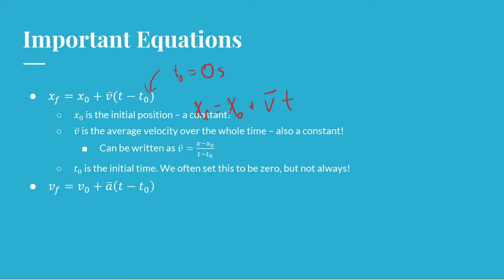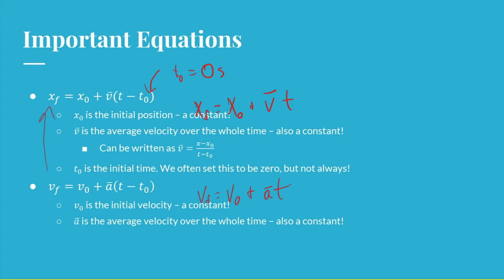This is the second equation. It looks so similar to this that it's like, okay, it's just the same thing. Again, we can write v final is equal to v initial plus the average acceleration times time. V naught is the initial velocity, which is a constant. The average a is the average acceleration.